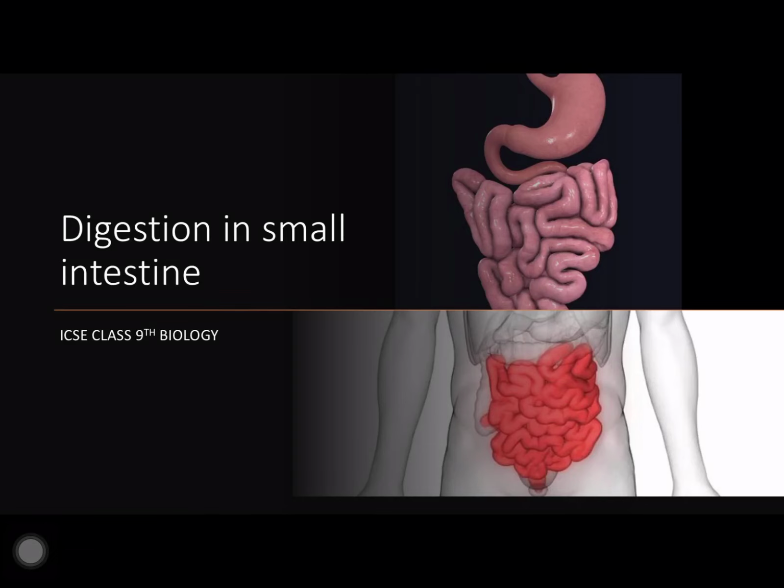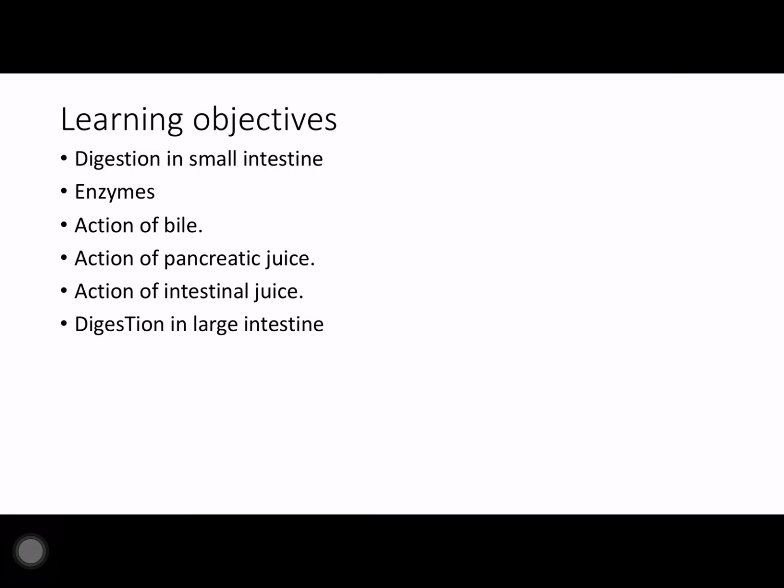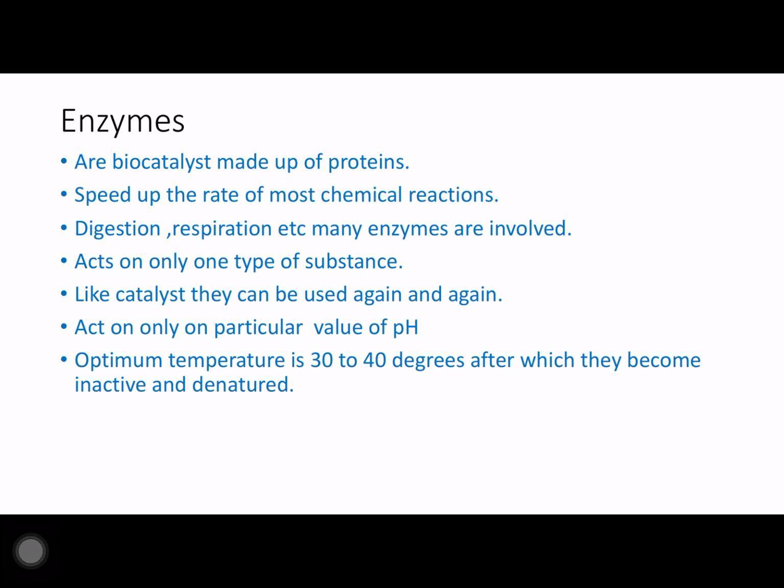Let us start with today's episode. Now, what are the main learning objectives of today's lesson? First, we will discuss the digestion in the small intestine. We will discuss what enzymes are. We will discuss the action of bile, the action of pancreatic juice, the action of intestinal juice, and the digestion in the large intestine also. If some digestion happens in the large intestine, we should discuss that. So let us see what is in store for us.